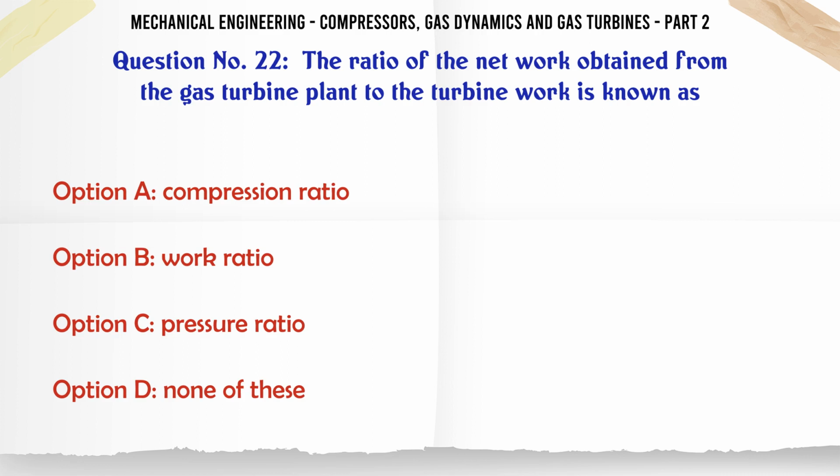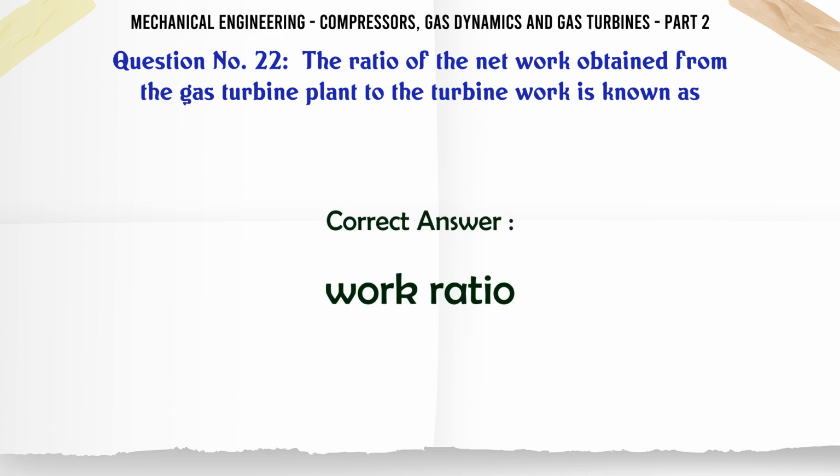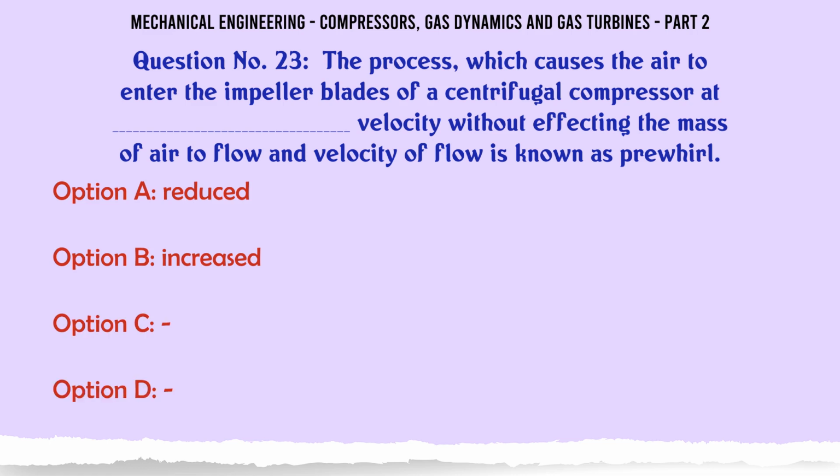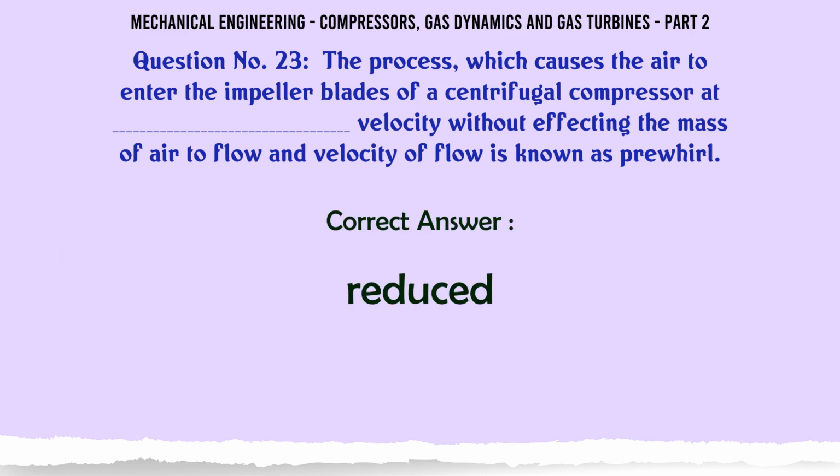Work ratio, C. Pressure ratio, D. None of these. The correct answer is work ratio. The process which causes the air to enter the impeller blades of a centrifugal compressor at velocity without affecting the mass of air to flow and velocity of flow is known as prewhirl. A. Reduced, B. Increased, C, D. The correct answer is reduced.